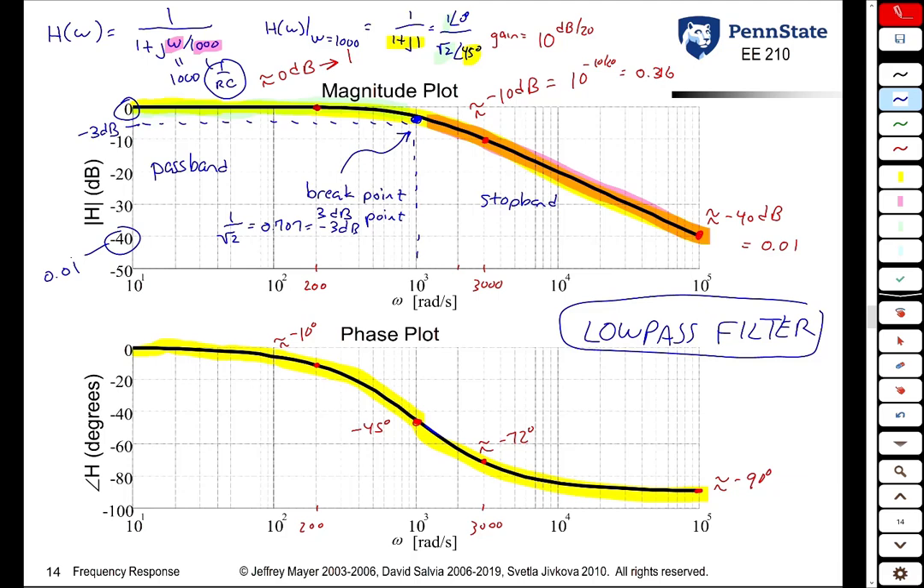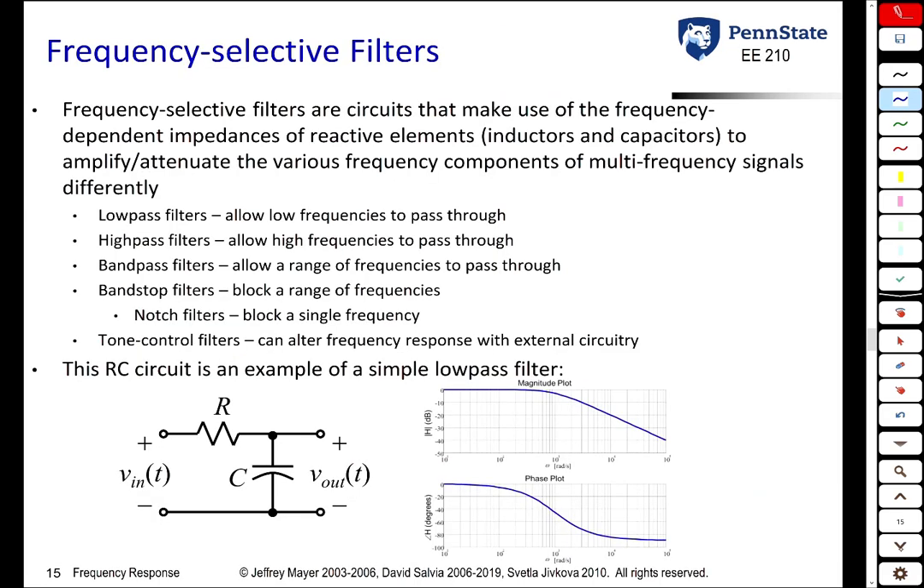It's a 100-fold attenuation. So let's extend this idea to something that we call frequency selective filters. So what is a frequency selective filter? It's a circuit that uses the frequency dependency of capacitors and inductors to allow certain frequencies to pass through the system and other frequencies to be blocked from passing through the system. What we saw in the previous example is what's called a low-pass filter. It allows low frequencies to pass through.